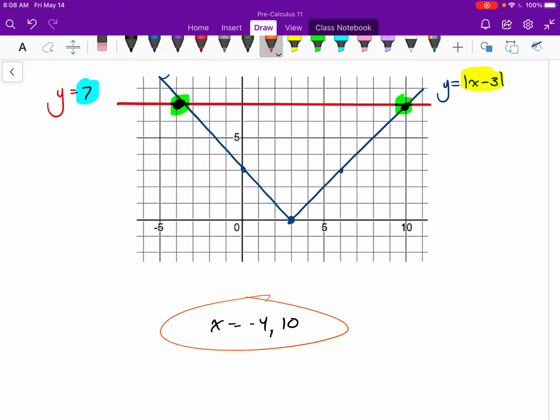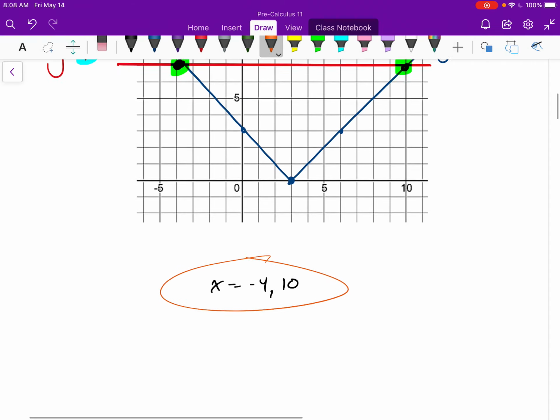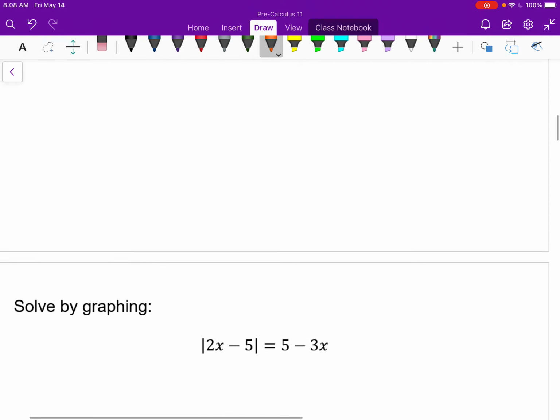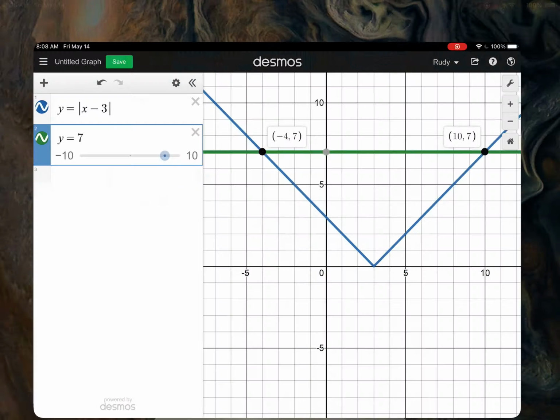All right, so I should be able to go through these fairly quickly as long as we have access to a graphing device. So let's look at this equation. I want to solve the absolute value of 2x minus 5 equals 5 minus 3x. So again, I'll graph the left and right-hand sides of this equation. This time my right-hand side is not a constant number, it's a linear function itself. But that's OK, I can graph that quickly.